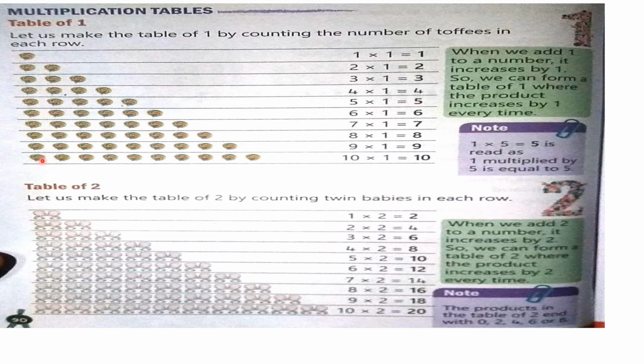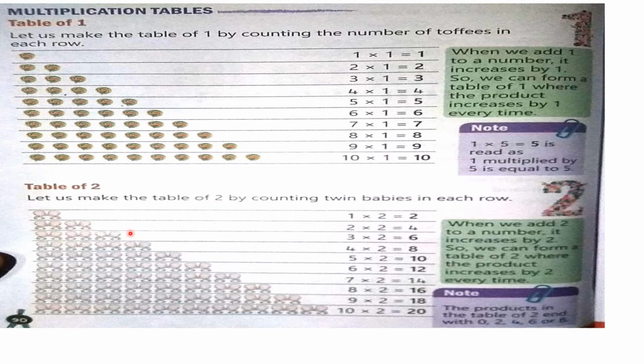So here 10 toffees are there. So 10 times 1 is equal to 10. So first we will write the number of times and then we will write the table. So which table are we writing? 1 table. So we will write here 1.